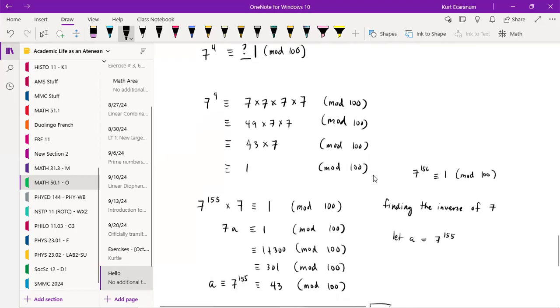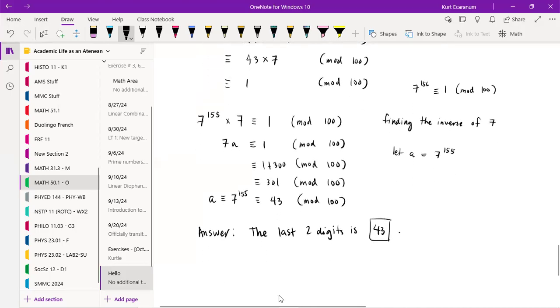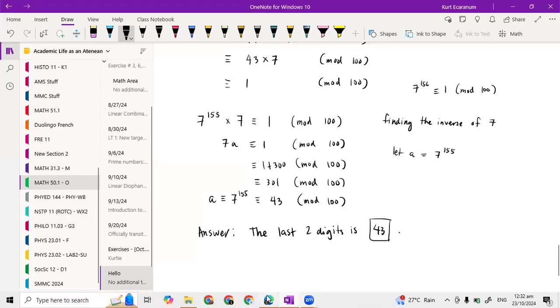And then, we just bumalik lang tayo sa fact na dahil meron nga tayong 7 to the 156 1 mod 100, we can try elucidating the fact that it's the inverse. The 7 is the inverse of 7 to the 155 and vice versa. So I think you're getting the concept naman. Sige, next problem.